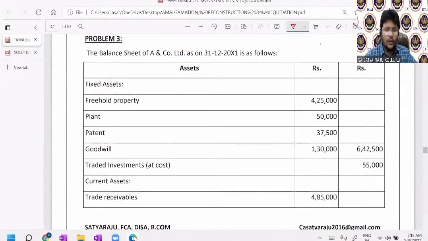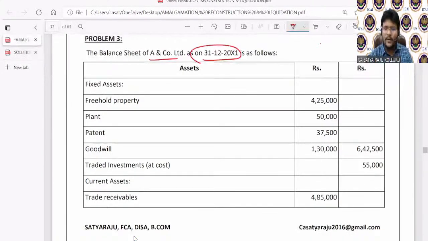So now, to continue my flow, I just want to read the crux of problem number 3. We are already done with journal entries, but anyway, to continue the balance sheet, let me read quickly the contents of problem number 3. If you observe the balance sheet of A & Co, given as on 31st December 2011: freehold property 4,25,000, plant given, patent and goodwill is there, trade investments are given, under current assets trade receivables are there.